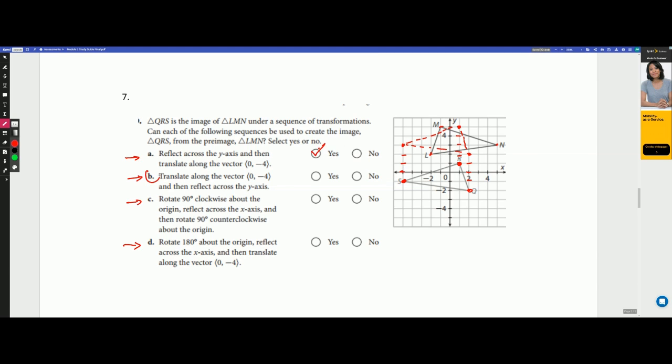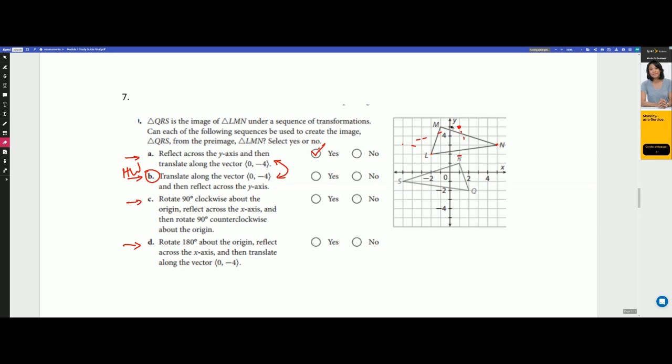I'll tell you what, try B for homework. Test it. So notice how it's the exact same thing as part A. The only difference is they switched the order. So we'll go ahead and test it out, see if it will work.